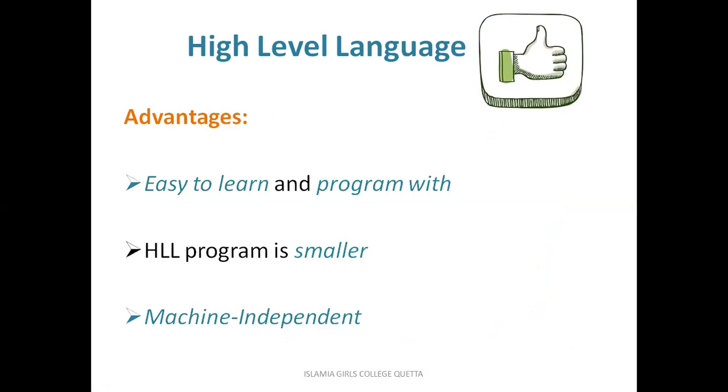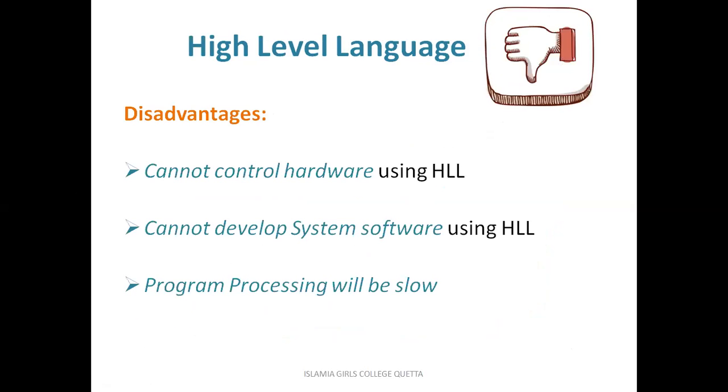So now we can see some advantages of the high-level language. First, high-level languages are easy to learn because they have English words and mathematical symbols to program with. Second, the code written in a high-level language is smaller. We have seen the example. And third, it is machine independent. This means that you don't have to write the code again for different machines. One code will run. The disadvantage is that you cannot control the hardware using the high-level language.